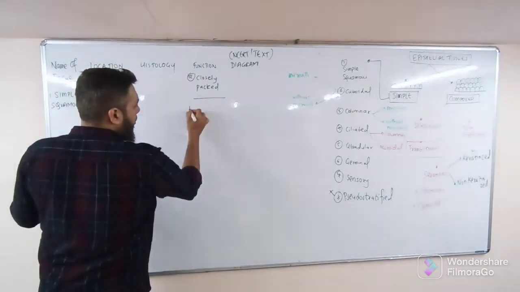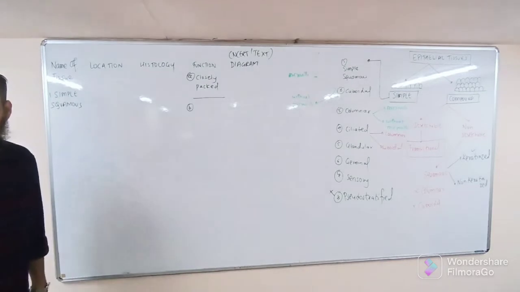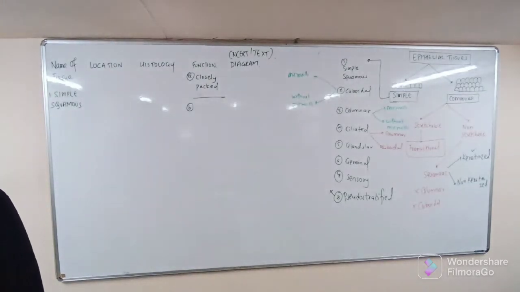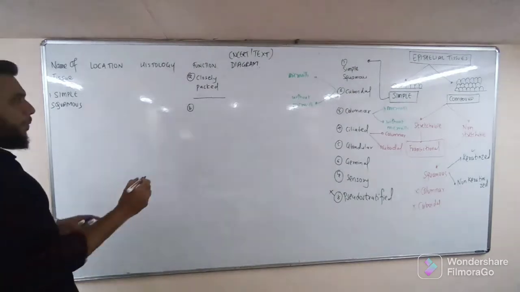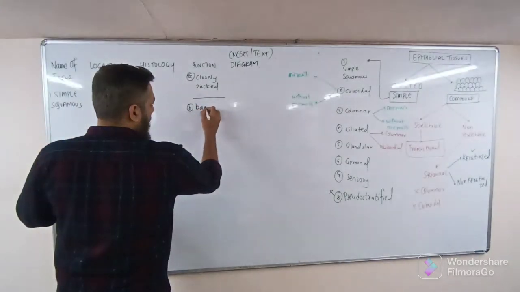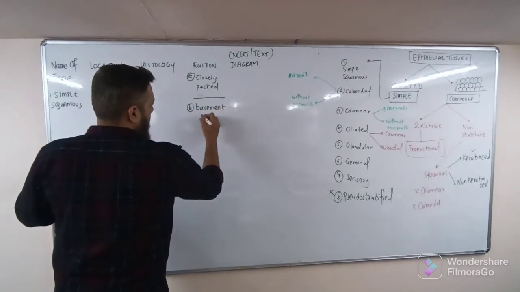You will write this yourselves, right? It has very little or no intercellular space and matrix is absent. Shall I continue? They are present on a membrane. What is the membrane called? Basement membrane.